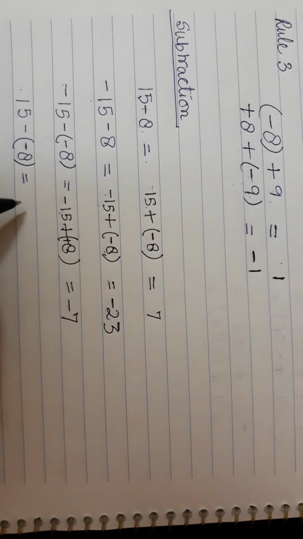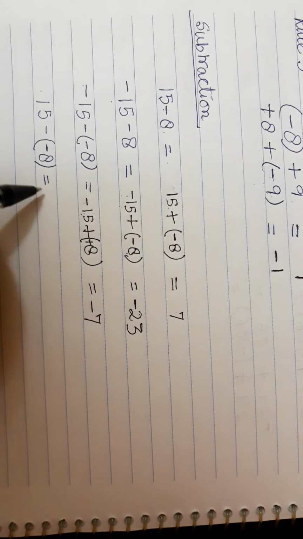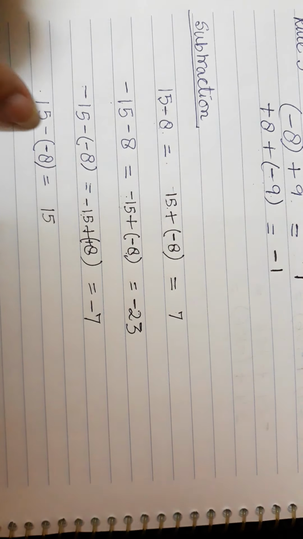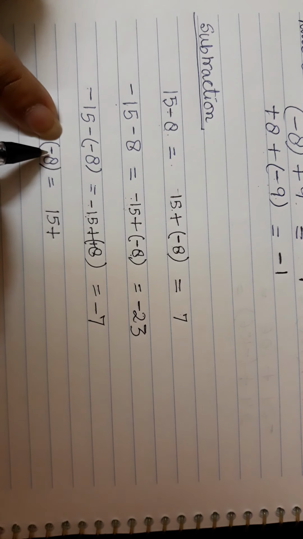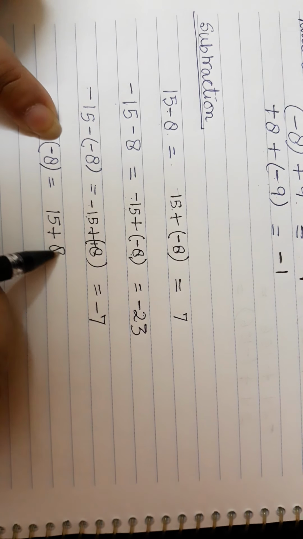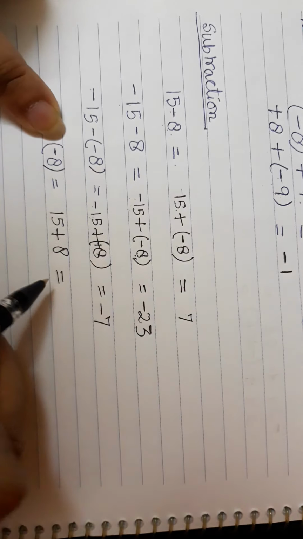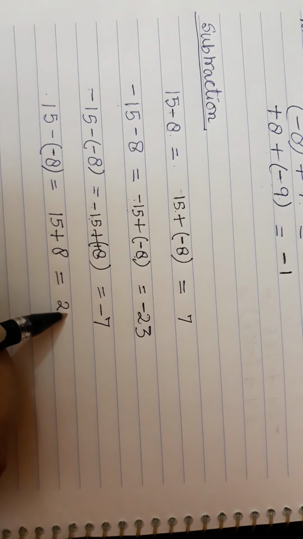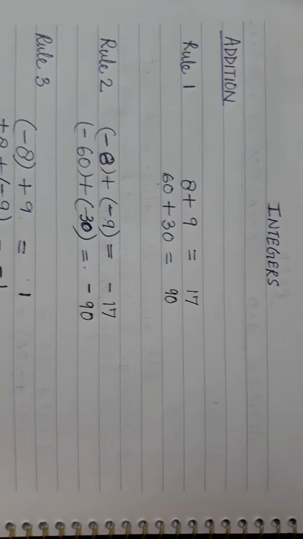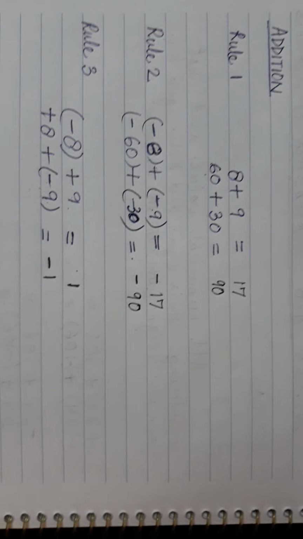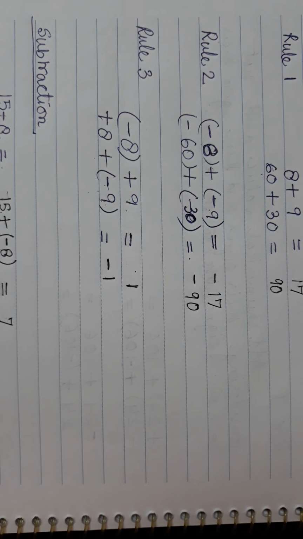Okay, now we come on to the last example. Here I have 15, this minus sign changes to plus sign, and then the additive inverse of minus 8 means 8. So 15 plus 8 gives you what? 23. Okay children, so these are the rules which we follow when we do the addition and subtraction of integers.